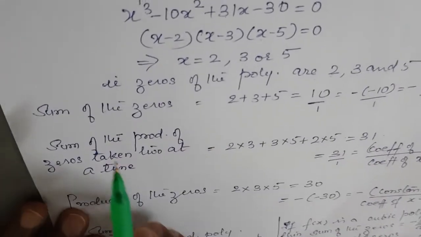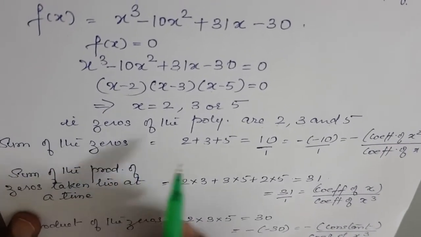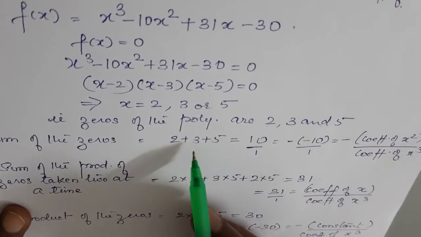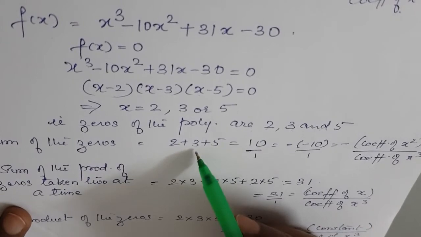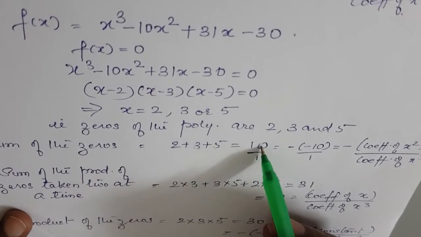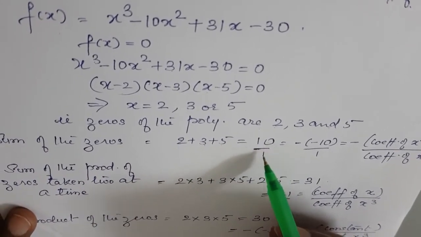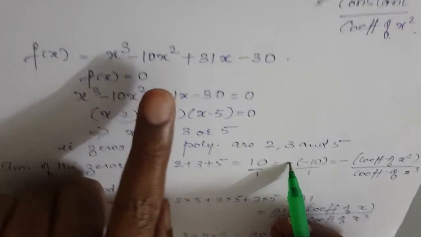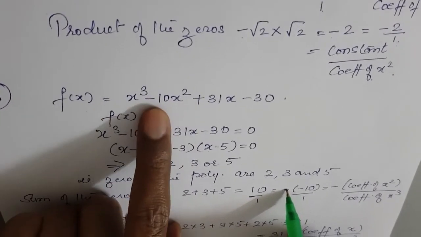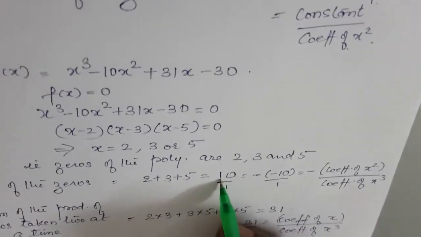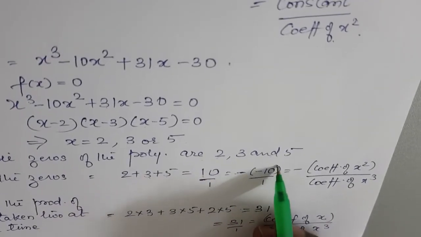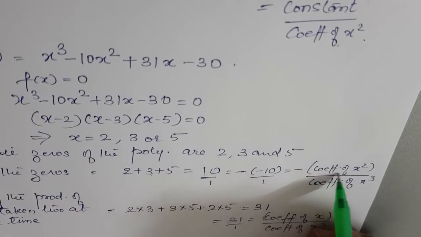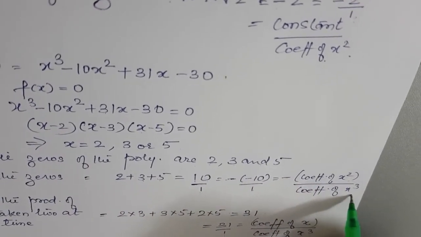Now we'll see what happens with the sum of the zeros. Sum of the zeros is 2 plus 3 plus 5, right? Add it, you will get 5 plus 3, 8 plus 2, 10. And this 10 can be written as 10 by 1. And you have to rearrange it because the coefficient of x square is minus 10 here. So this plus 10 will be written as minus of minus 10 upon 1. So this is equal to minus of coefficient of x square upon coefficient of x cube.